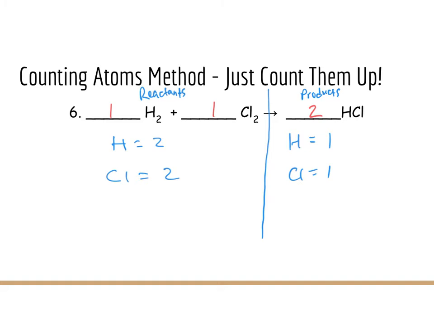What adding that 2 does is it takes our 1 and multiplies. It distributes to not only the H, but also the Cl, because they're tied together. So if I do some quick math here, 2 times 1, you'll notice they're both 2 on the product side and 2 on the reactant side. So now we're balanced.